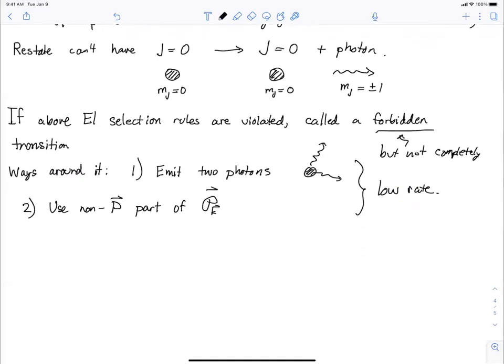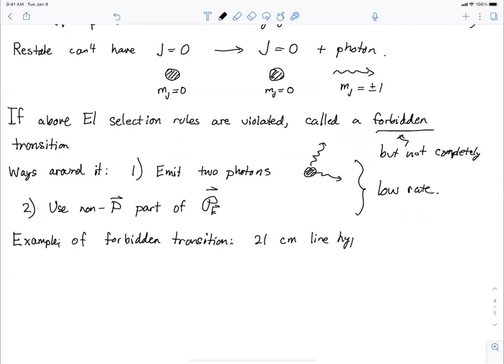So we're actually already familiar with a forbidden transition that is actually taking place all the time. So, an example of a forbidden transition: that's the 21 centimeter line that we've talked about several times. That's a hyperfine transition, a transition between 2 states that are split by the hyperfine interaction. And remember, that involves the spin flip.